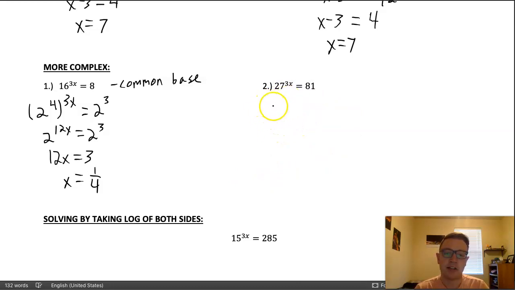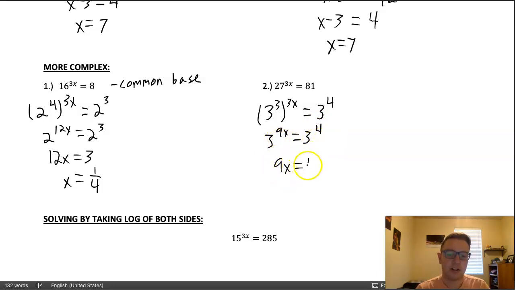27 is the same thing as 3 cubed. So we can say this is 3 cubed raised to the 3x, and 81 is 3 to the 4th. So that's equal to 3 to the 4th. That's the same thing as saying we have a power to a power, so we multiply those together. 3 to the 9x is equal to 3 to the 4th. And because these have the same bases, we say 9x must be equal to 4, or x has to be equal to 4 over 9.